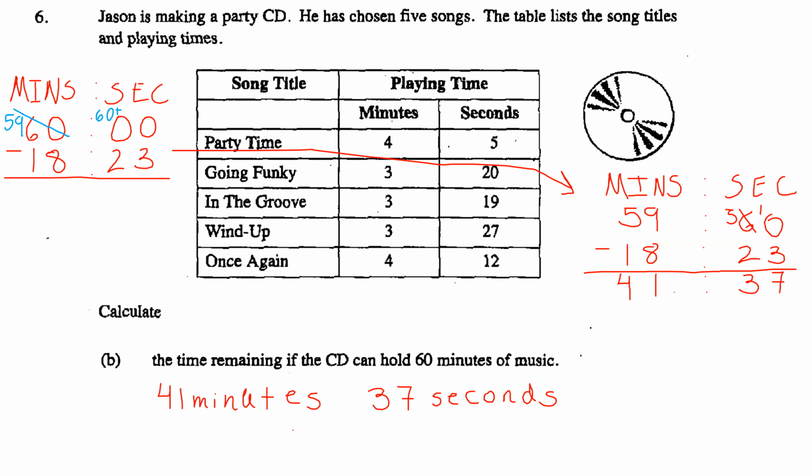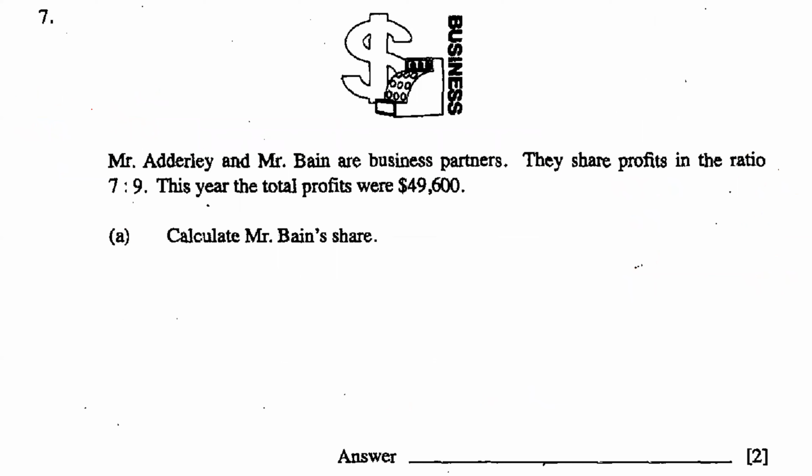All right, moving on to question number 7. So let's go to question number 7. All right, question number 7 says the following. Mr. Adderley and Mr. Bean are business partners. They share profits in the ratio 7 to 9. This year, the total profits were 49,600. Calculate Mr. Bean's share.